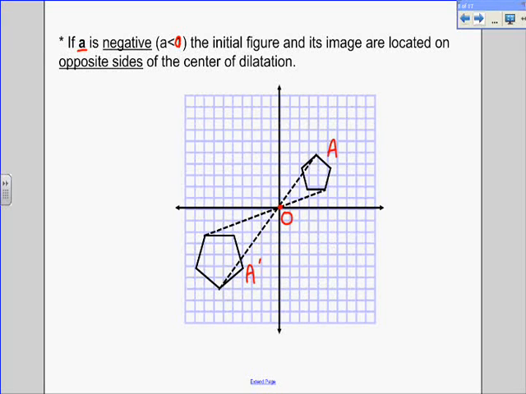It's less than 0. It's a negative number. So what does that look like? Well, we can see that they're on opposite sides of the origin here, and that means that our scale factor is a negative number, so it's less than 0.